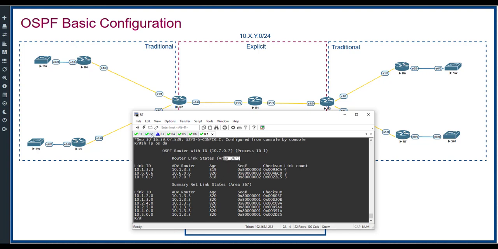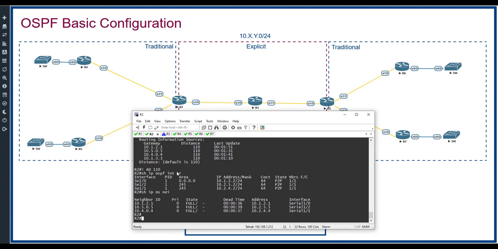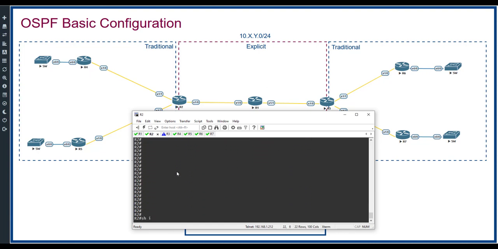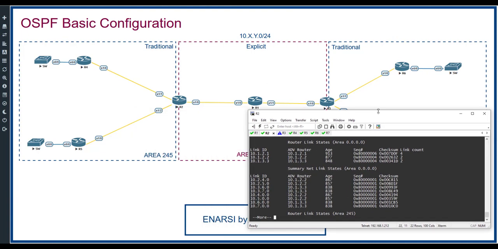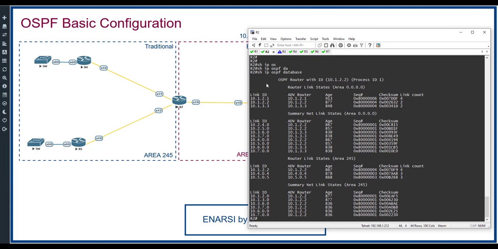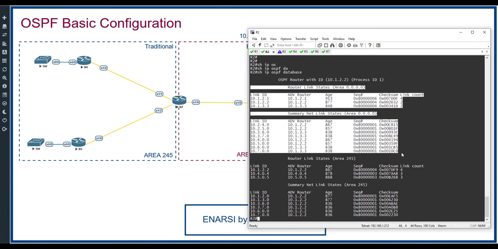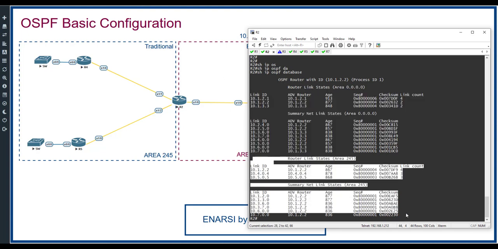Okay, but let me show you R2. R2 is the ABR. I'm going to show you the database, or LSDB, of R2. We expect to see two parts in the database. The first part related to area 0, the second part related to area 245. Look at here. This is the link state database of router 2. As you can see here, we have the first part that includes the information about area 0, and this is the second part that includes the information related to area 245. Why? Because router 2 is the ABR.